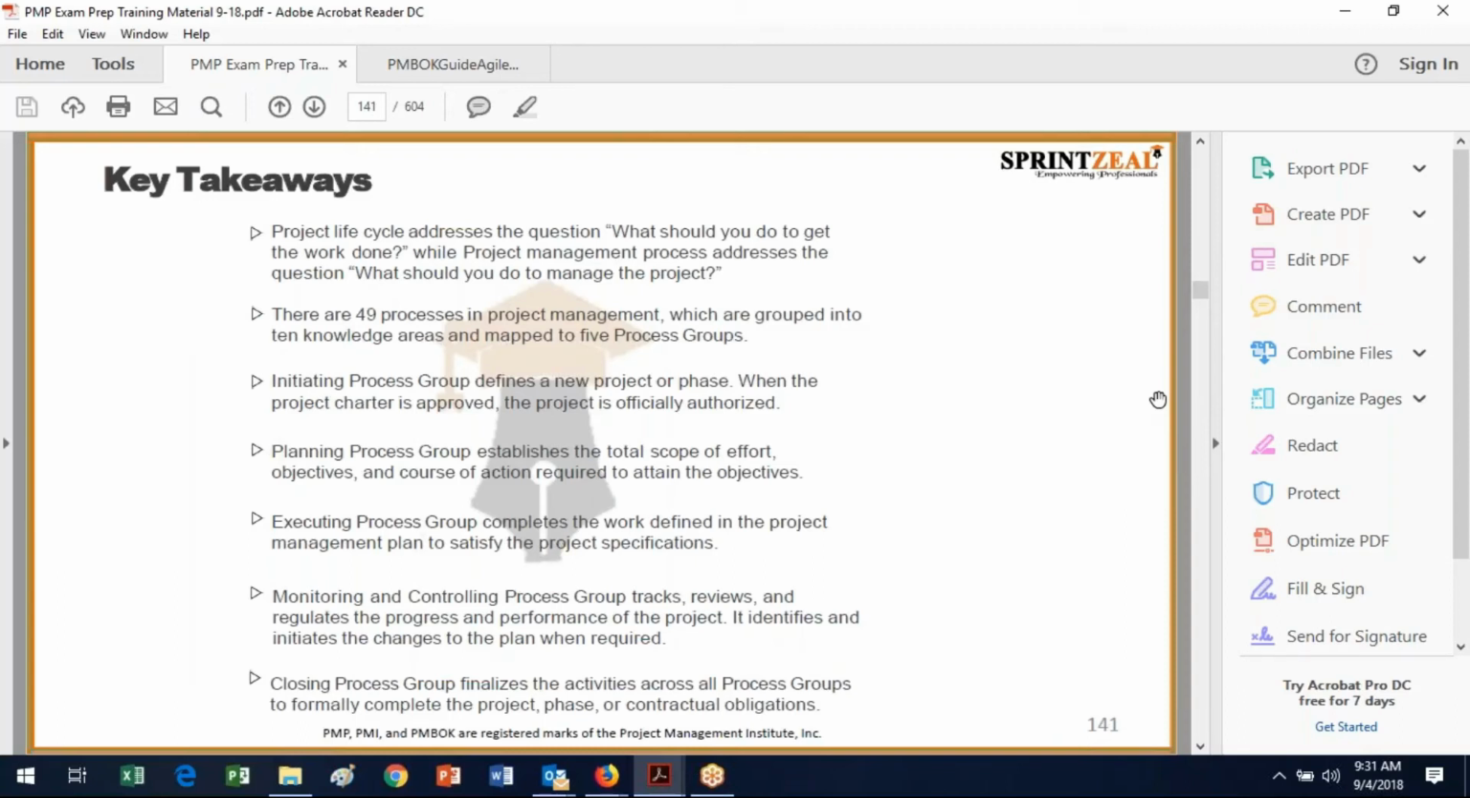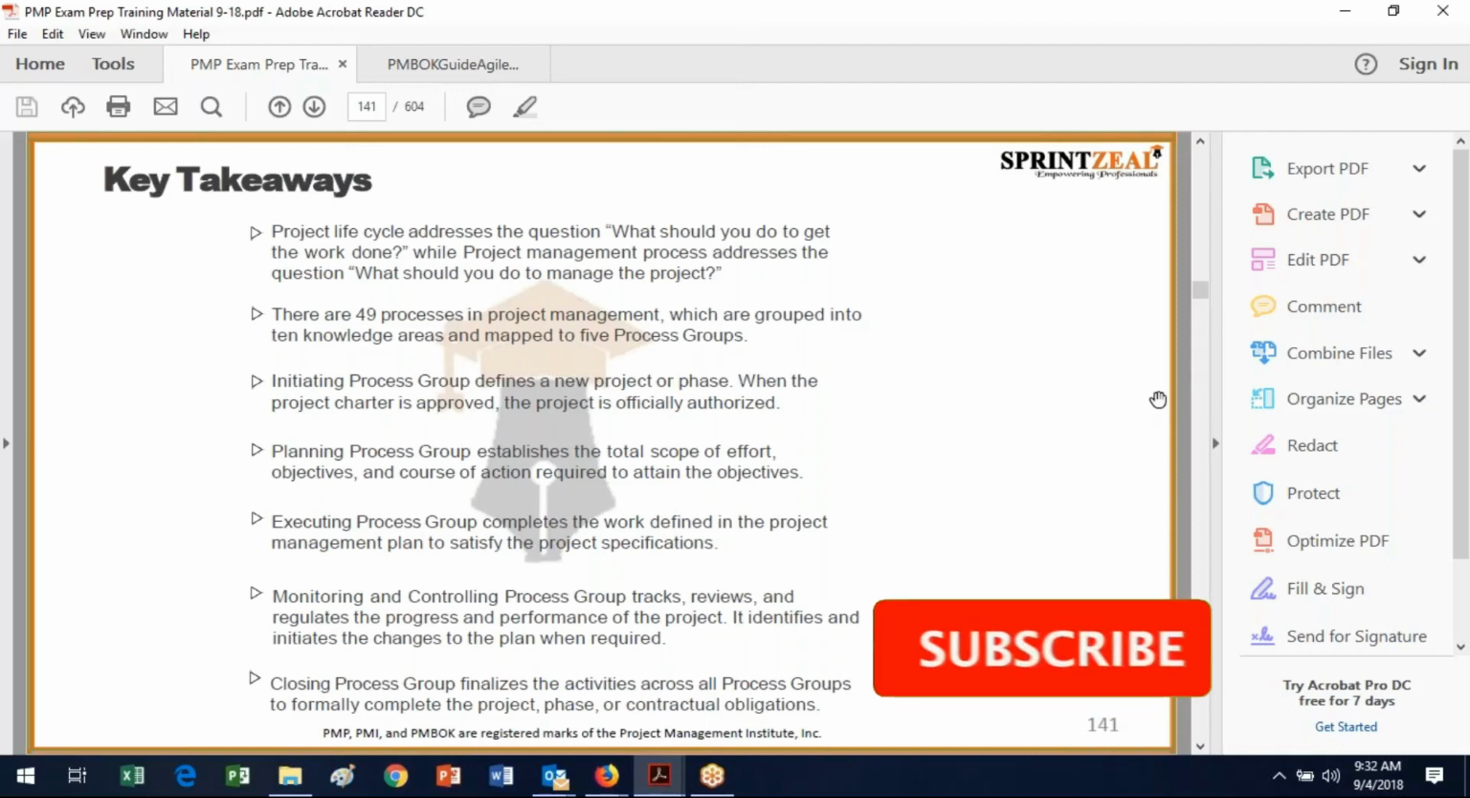Okay, so some of the key takeaways from this section are, what does the project lifecycle address? That is, what should you do to get the work done? Whereas the project management process addresses the question, what should you do to manage the project? So again, that differentiation between project and product. Again, we've got 49 processes grouped into 10 knowledge areas and mapped to the 5 process groups.